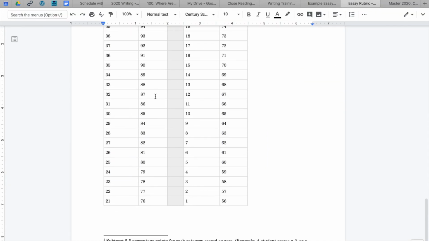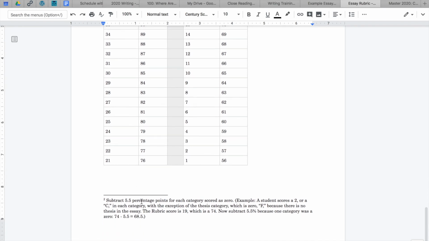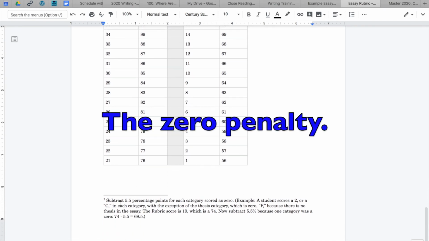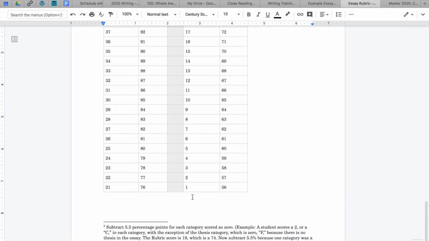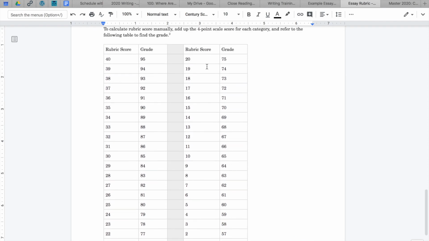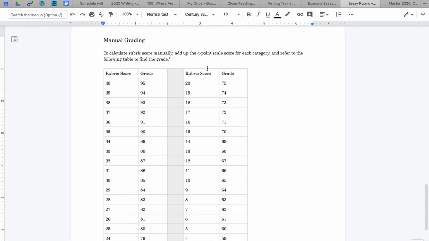So you have to do what I'm calling the zero penalty. Every time a student gets a zero, you have to subtract an additional 5.5 percentage points for each zero that they get. So let's say they get a rubric score of 20. That would be a 75. But let's say one of those categories is a zero. So you're going to subtract 5.5 points off of 75 to get 69.5. So that's how you do that, so that it matches what is going on at Foxtail and everything is consistent.